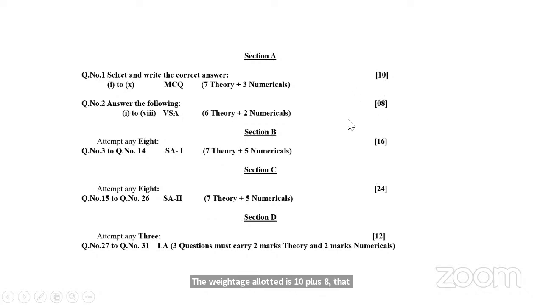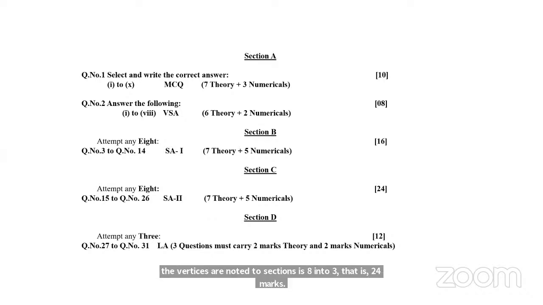All are compulsory. Section B consists of questions of 2 marks each. You will be given 12 questions, each of 2 marks, out of which you will have to attempt any 8. So the weightage allotted to section B is 8 into 2, that is 16 marks. Now moving to section C, you will be given 12 questions, each of 3 marks, and out of those 12 you will have to attempt any 8 questions. So the weightage allotted to section C is 8 into 3, that is 24 marks.